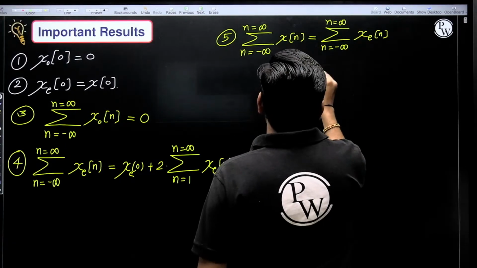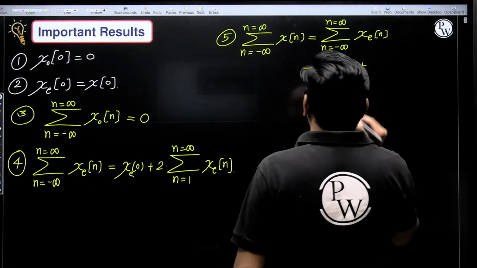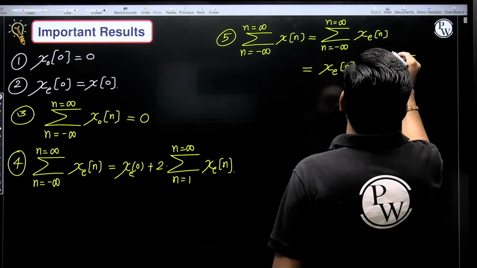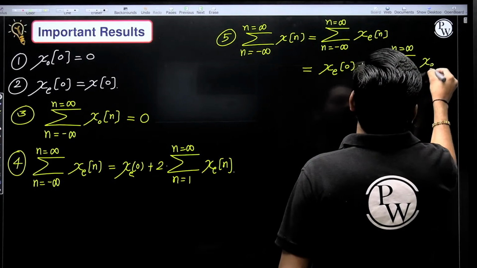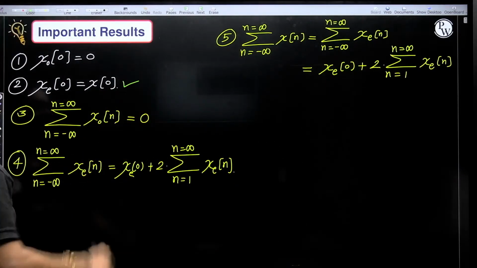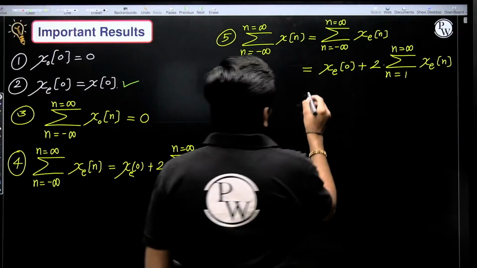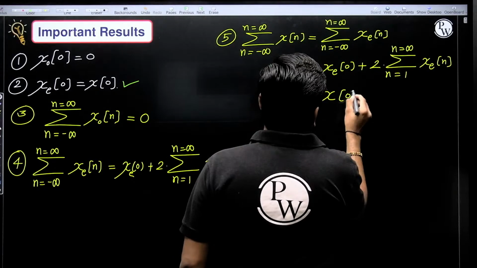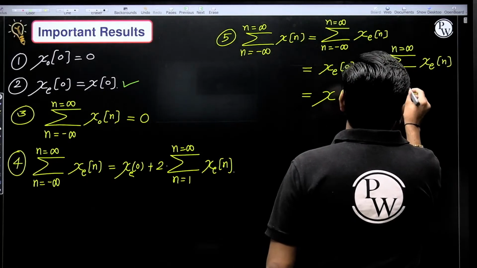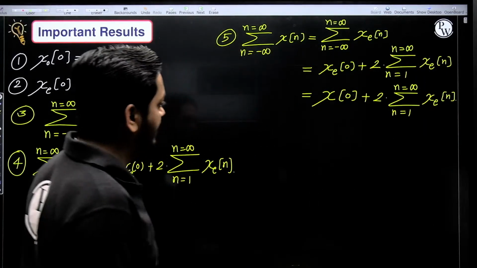Okay, and from here we can write like this, x e of 0 plus 2 times summation n is 1 to infinite x e of n. Even we can write like this, see this. The x e of 0 is nothing but x of 0. You can write like this, x of 0 plus 2 times summation n is 1 to infinite x of n. So this is very much important result.